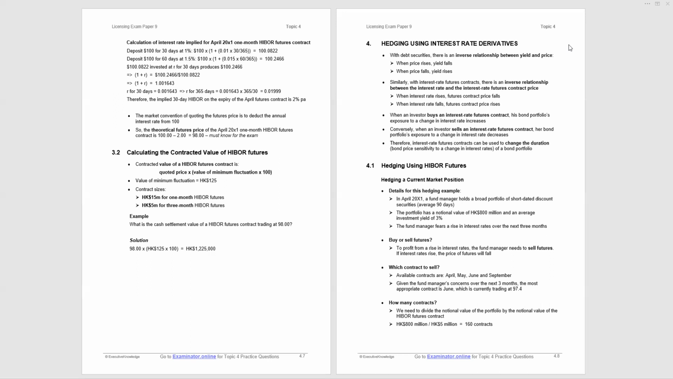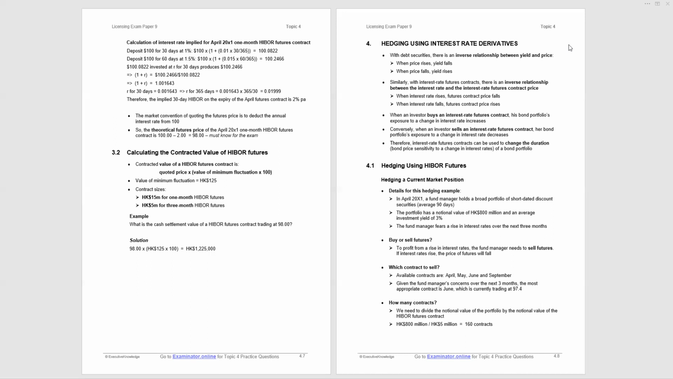So when it says buy or sell futures, profit from the rise in the interest rates, then you want to sell futures. Which contract to sell? We're given the details, available contracts, April, May, June, and September, and we're told that it's average 90 days and that you're worried about a rise in interest rate over the next 3 months. So you want 3-month coverage.